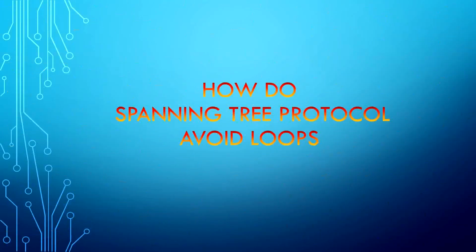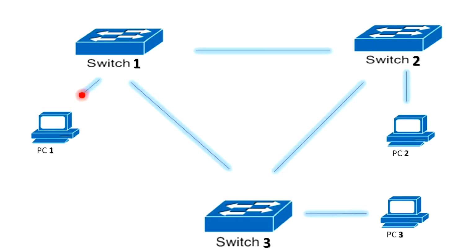So how does the spanning tree protocol avoid loops? Here the spanning tree protocol will block a port in the network to avoid loops. Let's see how. Now PC1 sends a packet to switch 1 and switch 1 will flood the packet. Now switch 2 will flood the packet to switch 3 and PC2, and switch 3 will flood the packet only to PC3 and not to switch 2 because the port is blocked. So hereafter no more flooding will take place because the packet has been sent to all devices. Switch 3 cannot send the packet to switch 2. This is how the spanning tree protocol avoids loops.